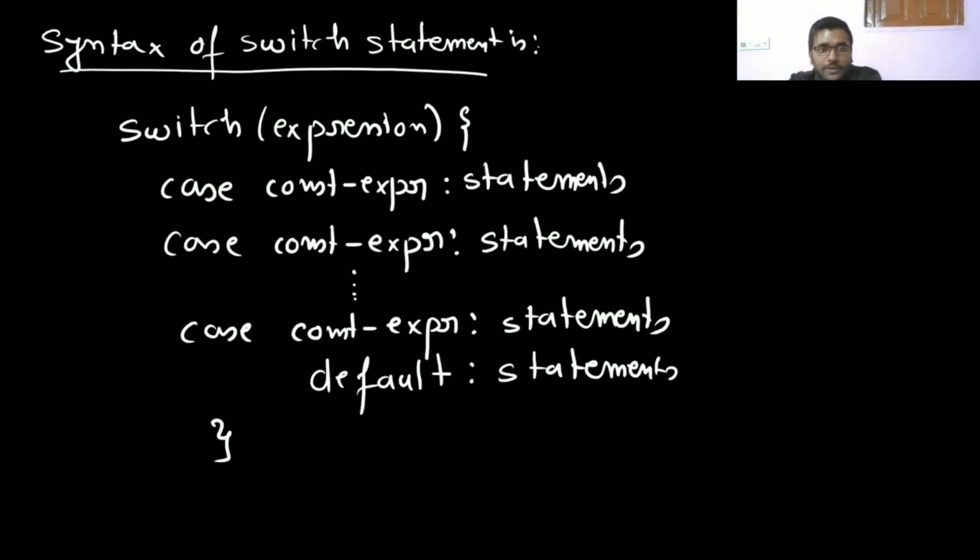Fine. Now it's fine. So if none of the case constant expressions is satisfied, then only default is going to be satisfied. Default will be executed when none of the cases is satisfied. The case label default is executed if none of the other cases is satisfied. If none of the other cases is satisfied, then only default is going to be executed.